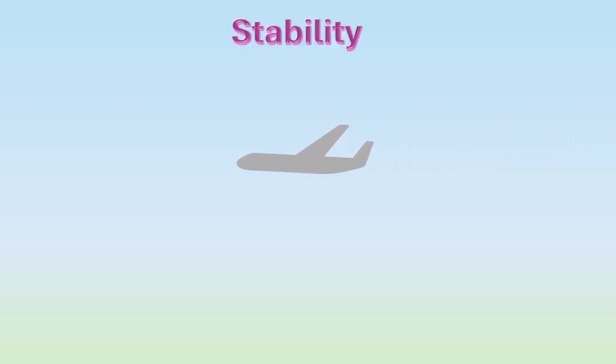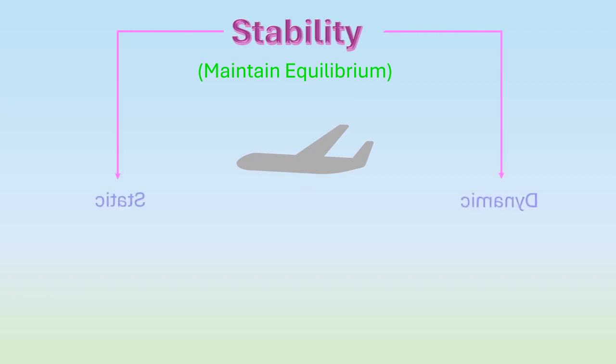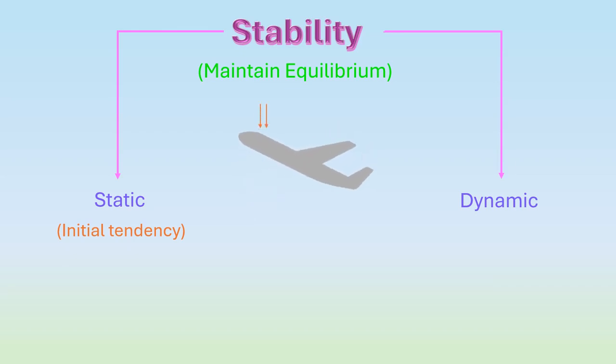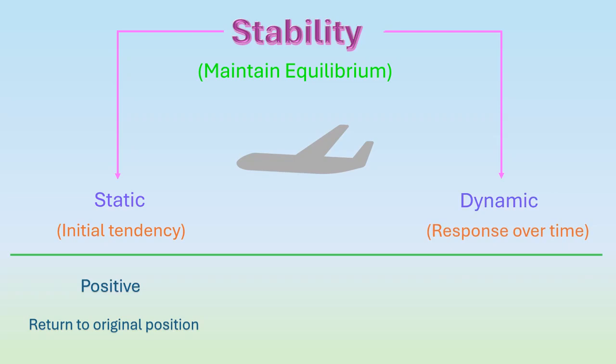Stability plays a crucial role in defining the characteristics of flight controls. There are two basic types of stability: static and dynamic. Static stability refers to the aircraft's immediate response to disturbance. If the airplane naturally tends to return to its original position, it is considered to have positive static stability. Dynamic stability, on the other hand, describes the aircraft's response over time. Positive dynamic stability typically involves a damping effect, where the airplane, when disturbed, may overshoot its equilibrium and oscillate before settling back.